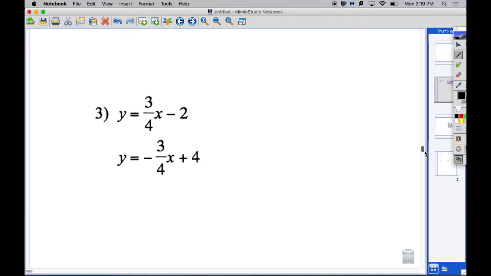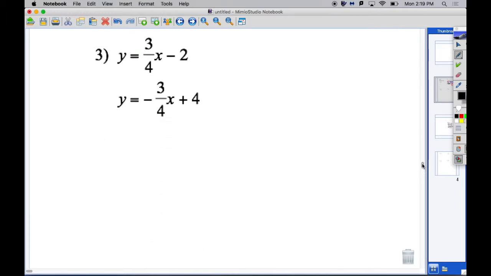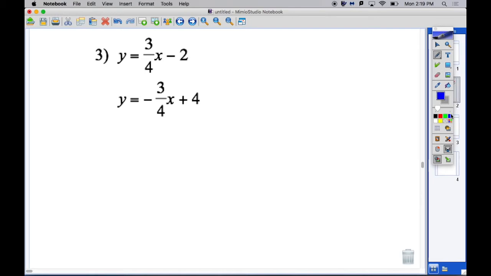Number 3. It's more of the same. So again, remember that it's y equals mx. And what we're going to do is just set these equal to each other. So I'm going to say 3 over 4x minus 2 is equal to negative 3/4 x plus 4.